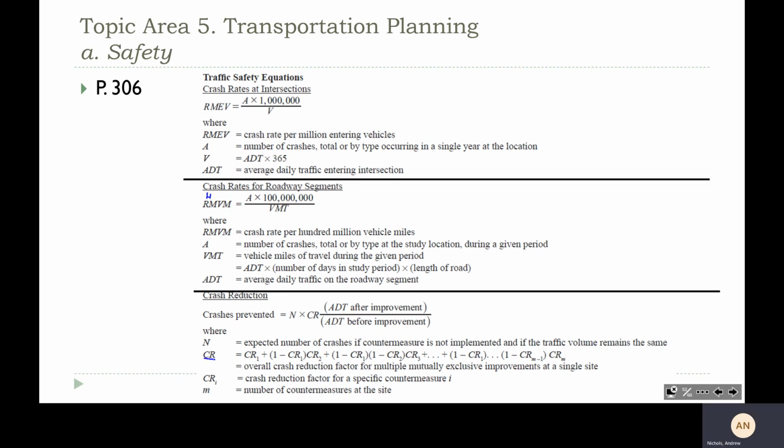One thing I'll point out is if you have multiple countermeasures installed, each countermeasure will have its own independent crash reduction factor. So you don't just add those all together. This equation is how you combine multiple crash reduction factors, because some of them are going to eliminate the same types of crashes. And so you're going to overestimate your crash reduction if you just simply add them together.